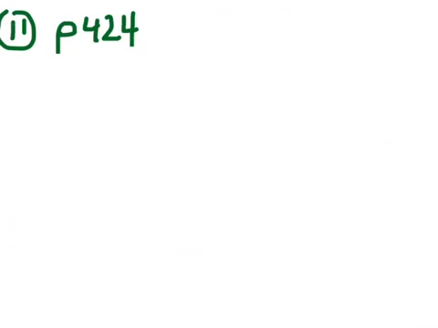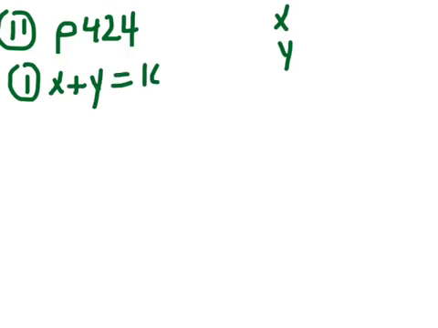All right. Number 11 says the sum of two numbers is 100. So I'm going to call my numbers x and y. So one equation would be x plus y is 100. That's just the two numbers add up to 100. 5 times the smaller number. In class, we decided to make y the smaller number.